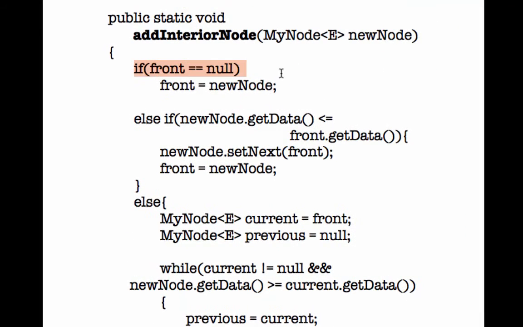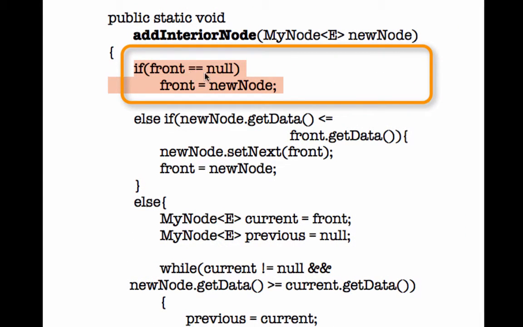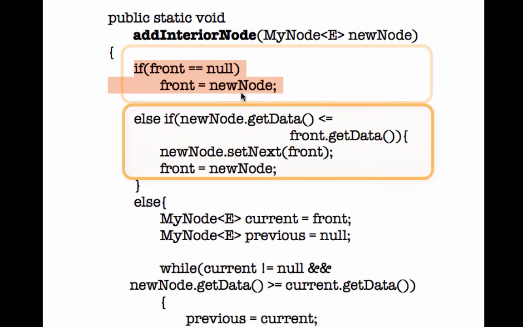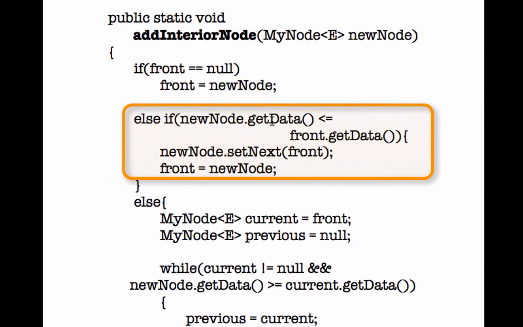So here is the first part. If the list is empty, its front is null, then I simply assign to front the same value as my reference called new node. No need to traverse, no need to have a loop, I'm done. The second special case is what if the value that I want to insert, the value of new node, is so small that it should go at the very beginning of the list? So I'm going to compare it to the value of the first node, and that is front.getData.